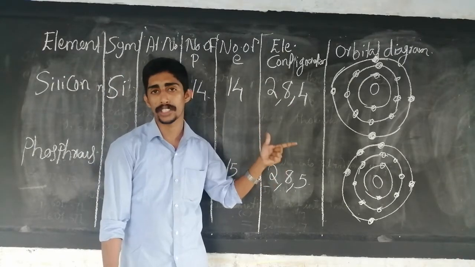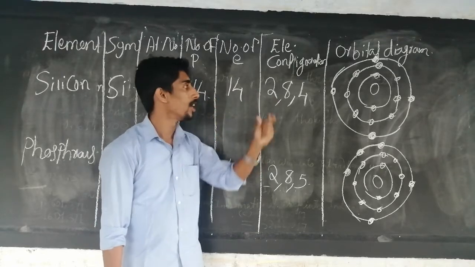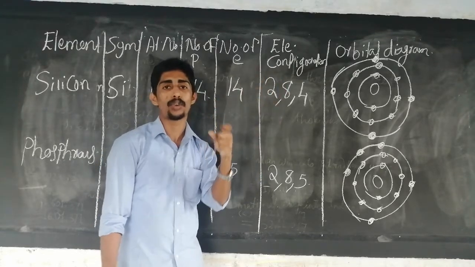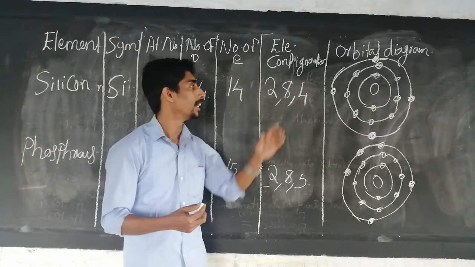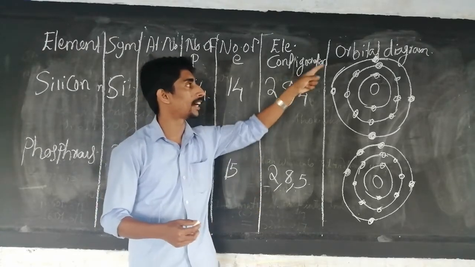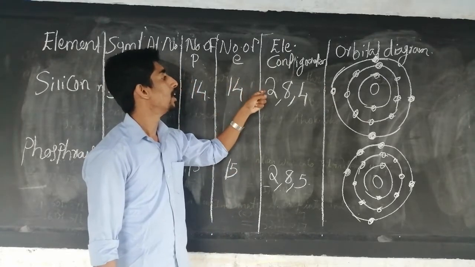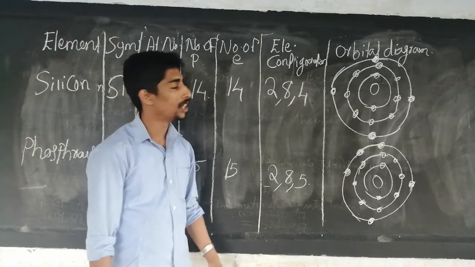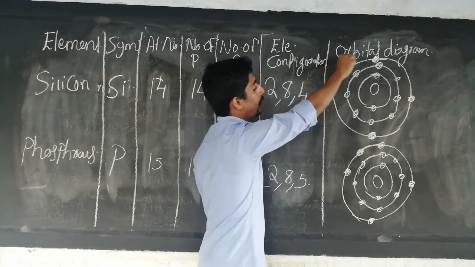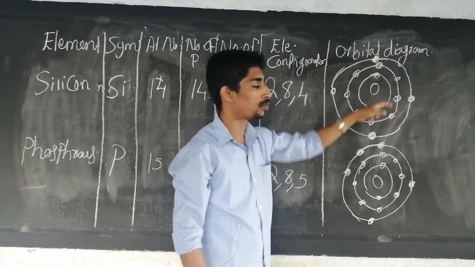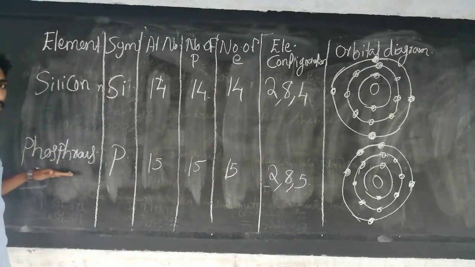Why can't these 12 electrons all go? Because the second shell can accommodate maximum 8 electrons. So from these 12 electrons, 8 electrons will go to the second shell. Then how many electrons are remaining? 4 electrons. Those 4 electrons will go to the third shell. So we will get the electronic configuration as 2, 8, 4. You can see first shell 2 electrons, second shell 8 electrons, and on the third shell 1, 2, 3, 4, 4 electrons. Okay. Then next one is phosphorus.